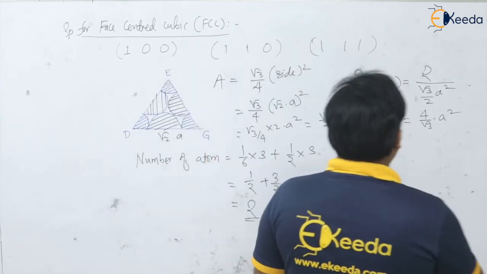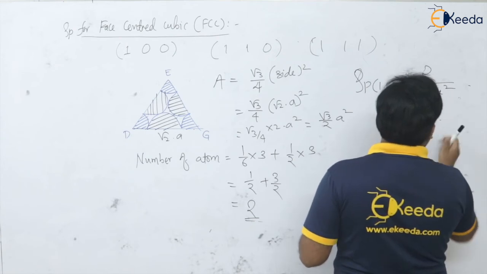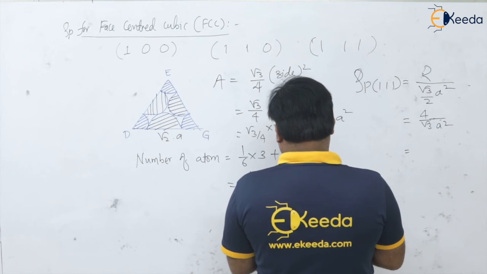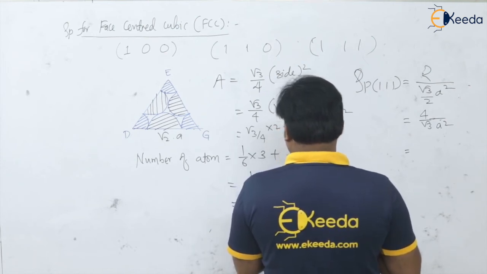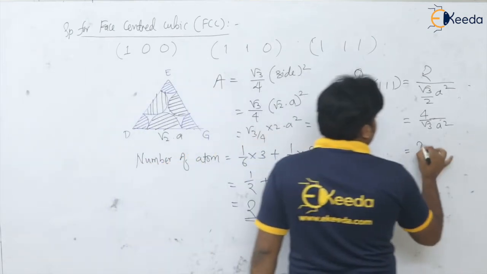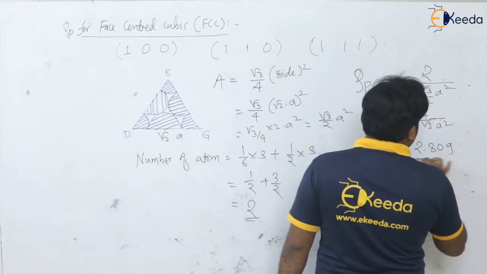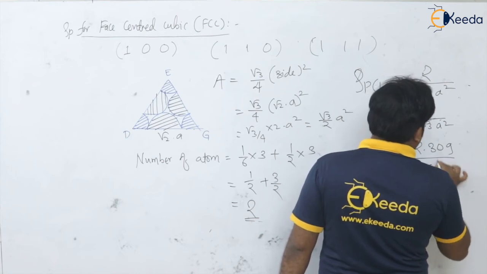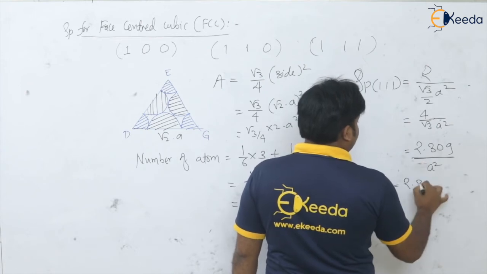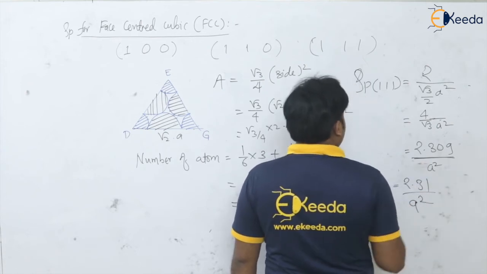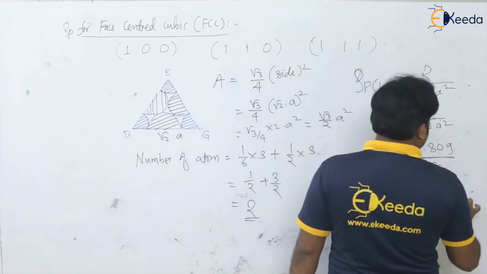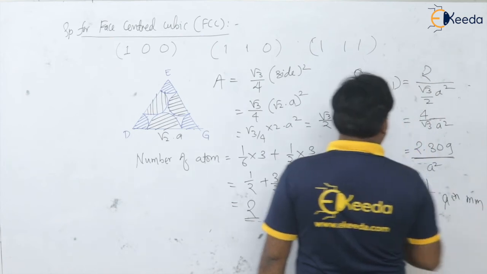Let us check. It is upon A square. So 4 over root 3, it will be 2.309. I will take 2.31 divided by A square. This is the planar density of plane 111, where A in millimeter.